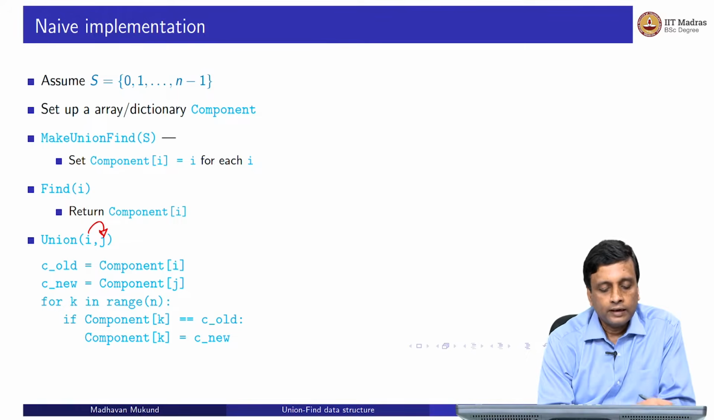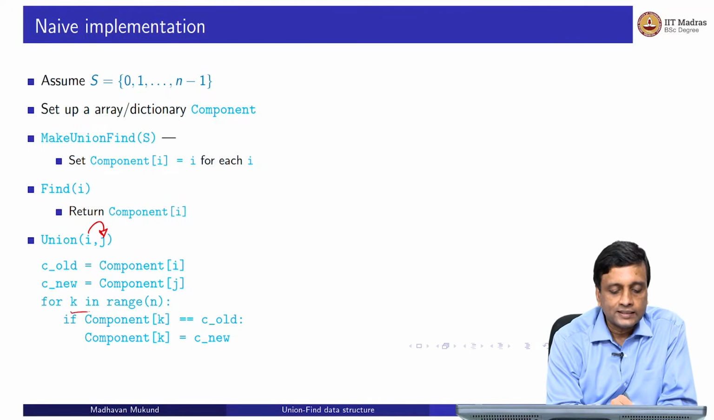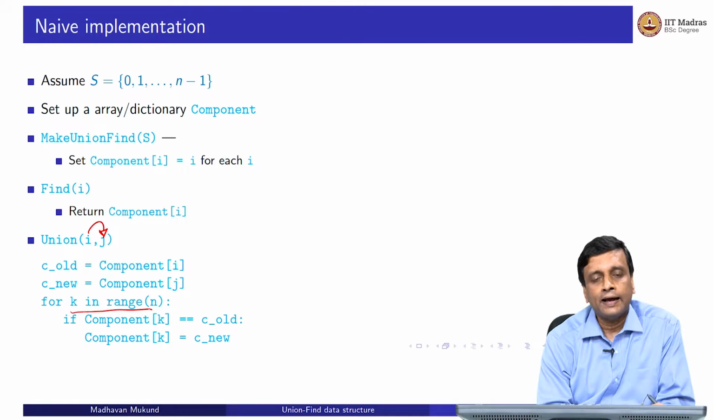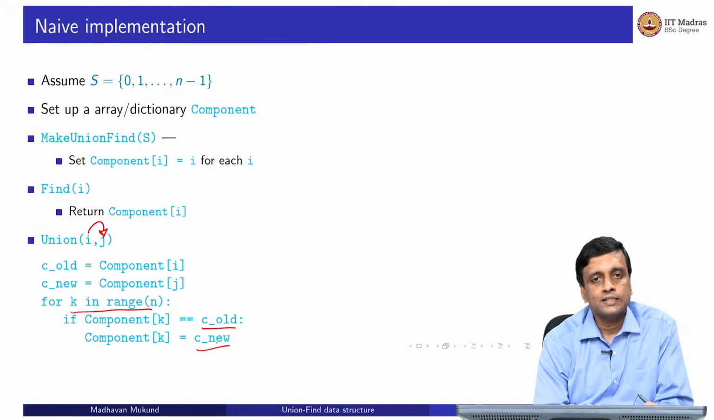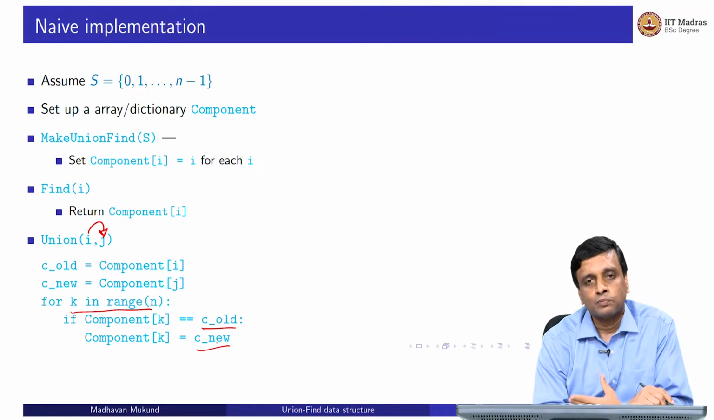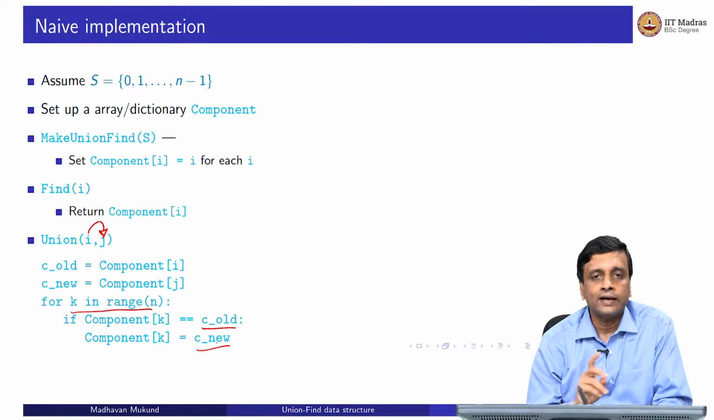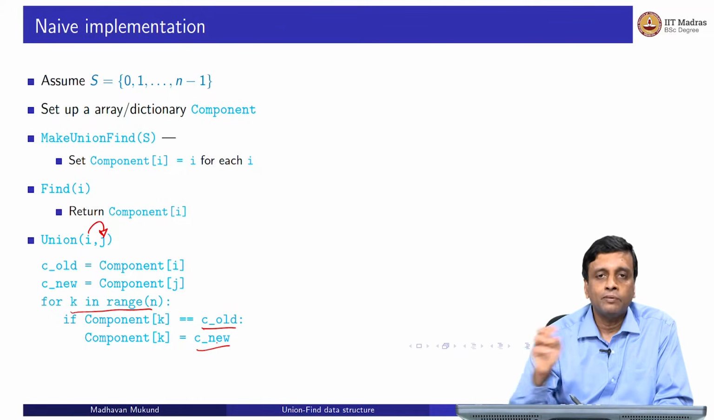So let's say the component of i is the old component C old, and component of j is a new component C new. Now I have to take every vertex, and this is the part that is inefficient. I have no idea which other nodes have the same component as i. So I have to take every other vertex, and if that vertex has a component which is the same as i, I will reset its component to be the same as j. So this is one linear scan which is proportional to the size of the set, which I have to do every time I do a union. It doesn't really matter whether the component of i was small or not. I have to look at every other vertex because I have no indirect information about which other vertices have been merged with i so far.